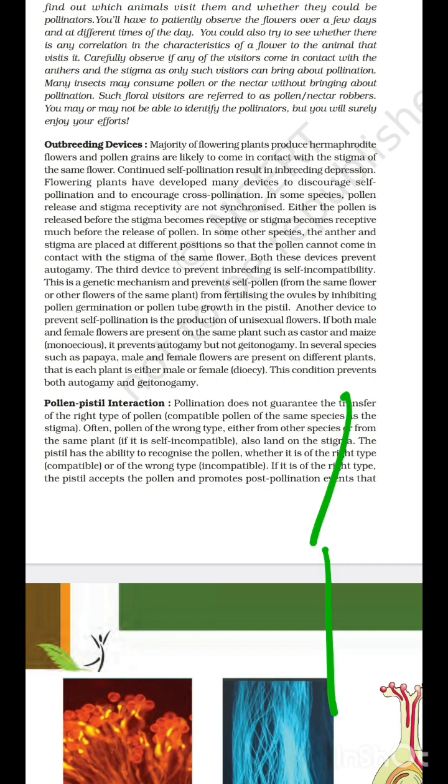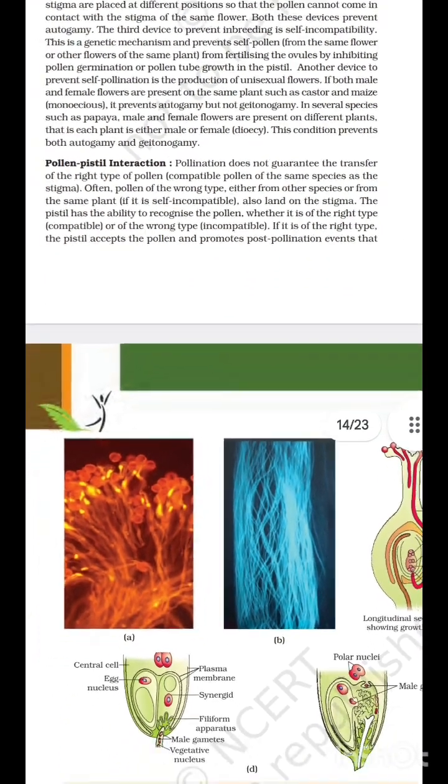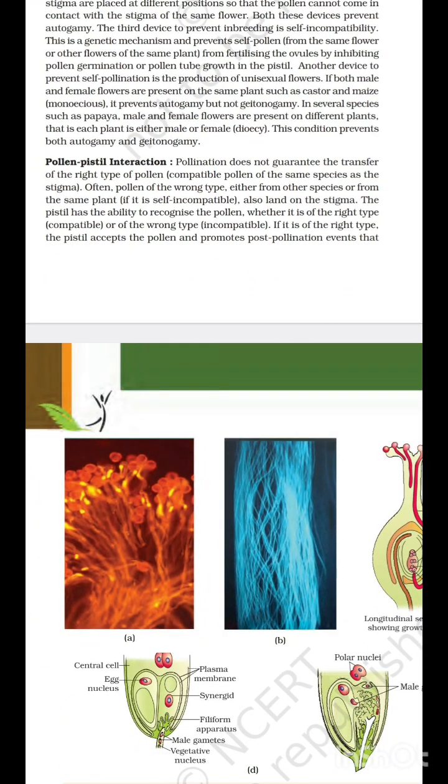Then after the pollination, pollen pistil interaction occurs. Pollination does not guarantee the transfer of the right type of pollen, that means compatible pollen of the same species as the stigma. Often pollen of the wrong type, either from other species or from the same plant, if it is self-incompatible, also lands on the stigma. The pistil has the ability to recognize the pollen, whether it is the right type, that means compatible, or it is the wrong type, that is incompatible.